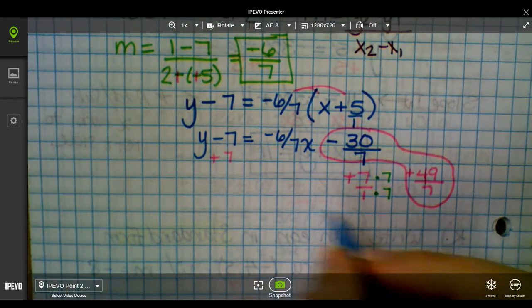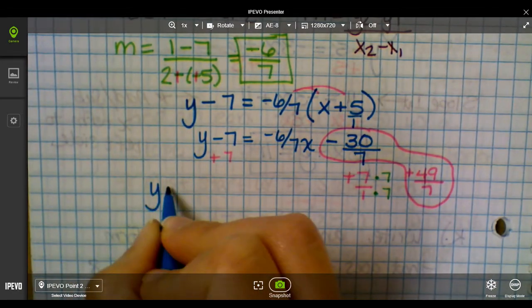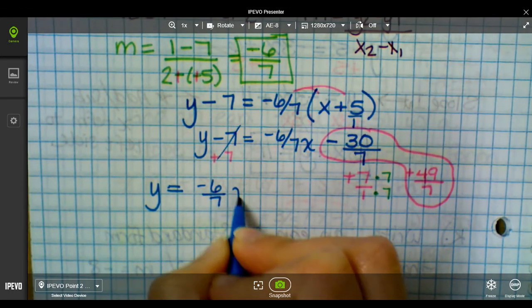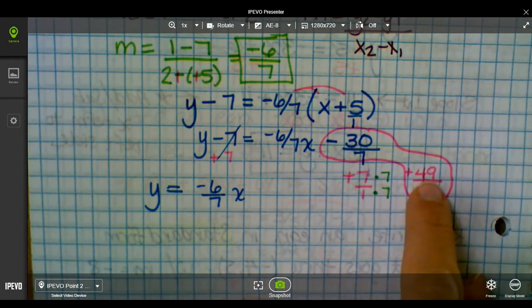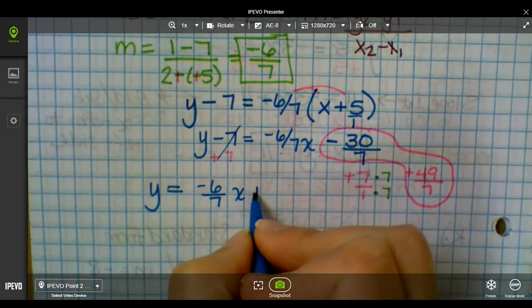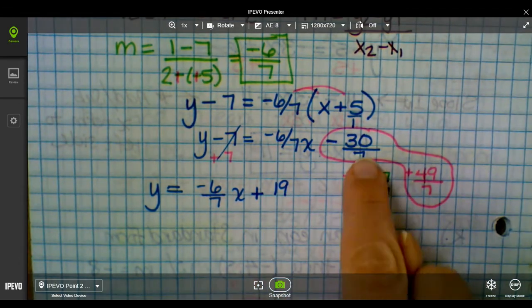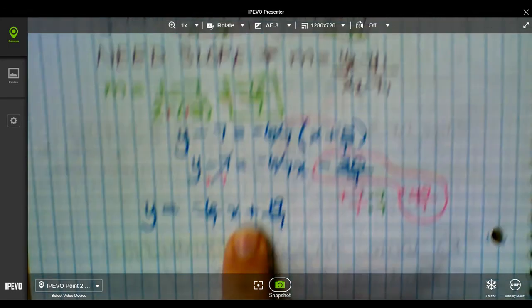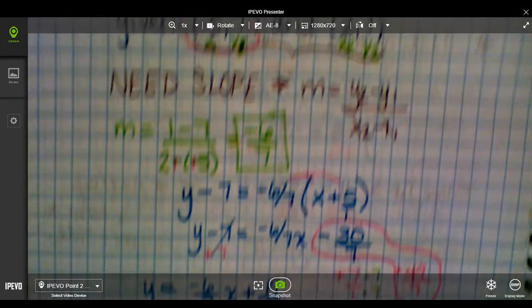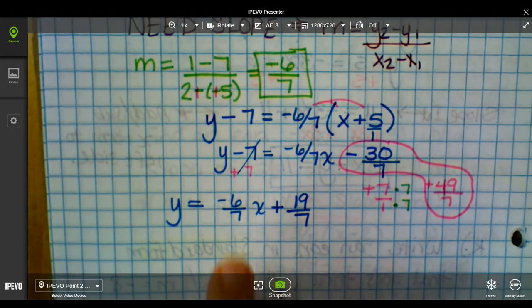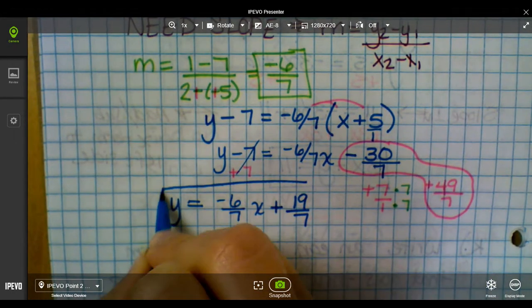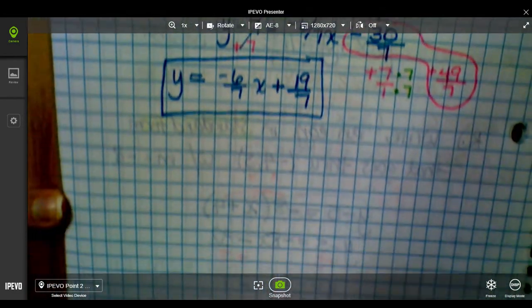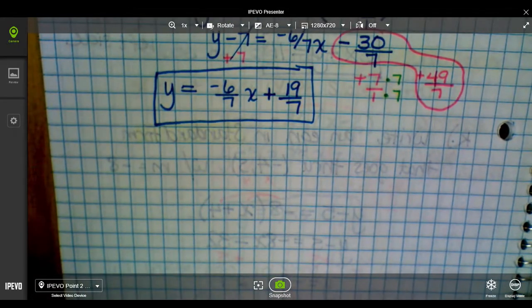Okay, so now I'm just going to move it over here. So now I have y equals, since these cancel out, -6/7 x, then -30 plus 49 is 19, positive 19, over the same denominator, which is 7. And we were trying to get into slope-intercept form. This is indeed in slope-intercept form, so I can leave everything as fractions. This one is done. Again, pause that if you need to. Just make sure you know what you're talking about.